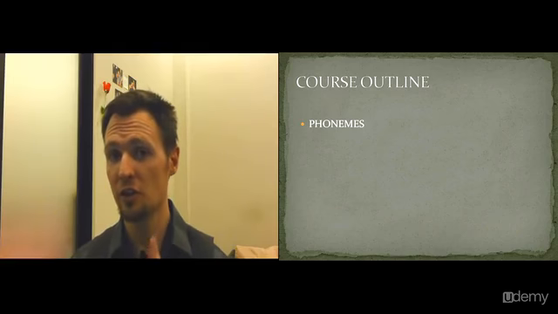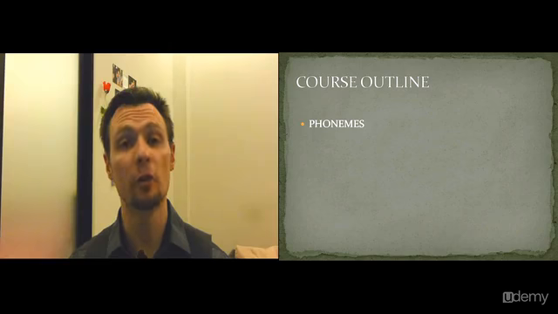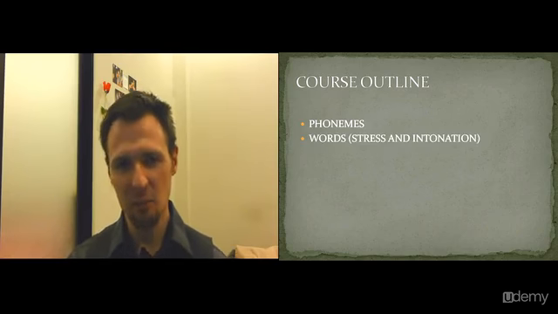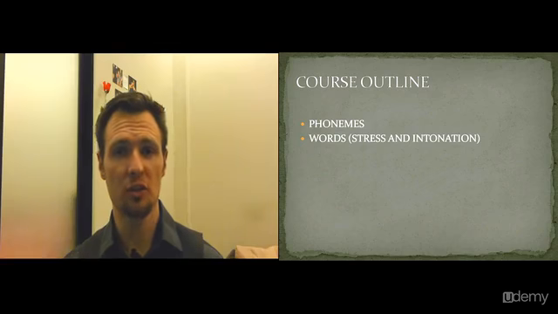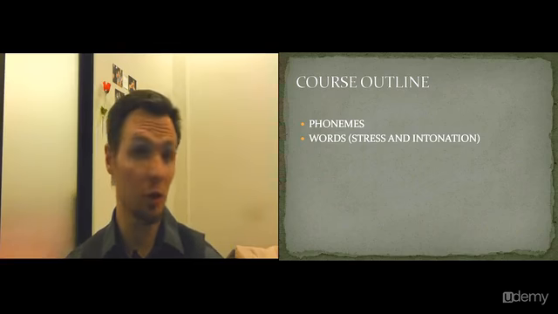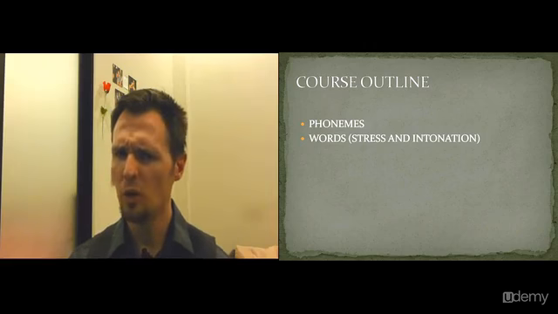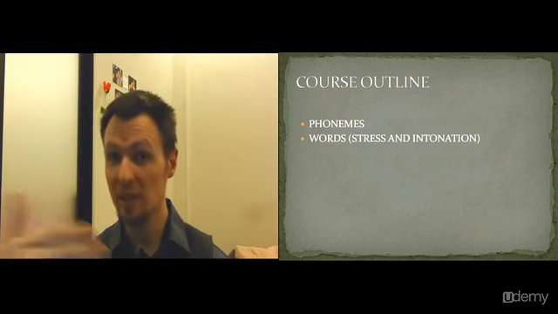So, what will we look at in this course? We will start from the small pieces and continue to the big pieces. So the first small piece is called a phoneme. It's the sounds of English. The second part is words, and we will look at the stress, word stress, and also intonation, word intonation. Don't worry if you don't understand, we will explain it.